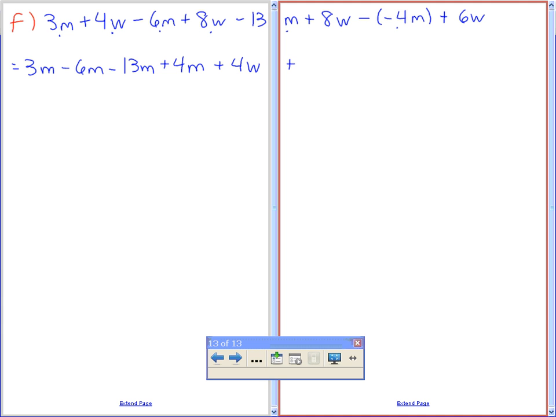So hopefully you see what I'm doing here. Any question about that so far? All we did was write all our M's together and all our W's together. How would you choose which one to subtract and which one to add? Well, it depends what it says, right?